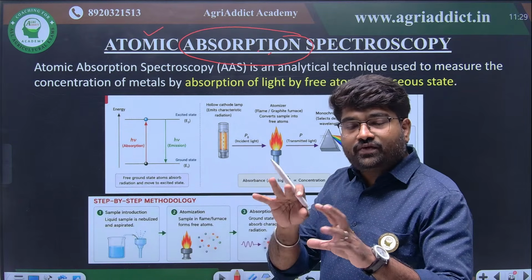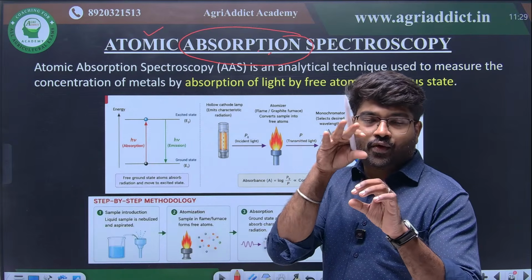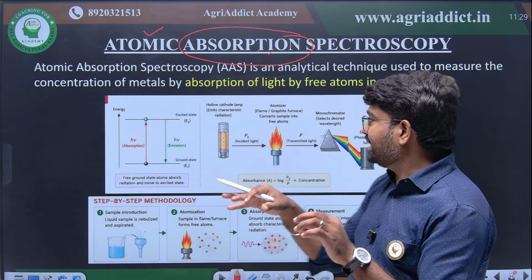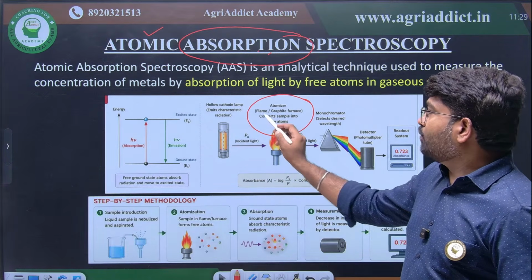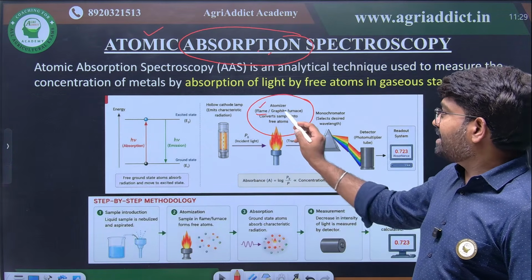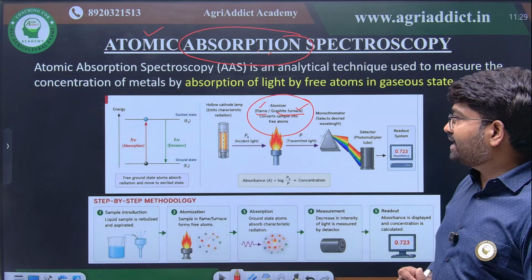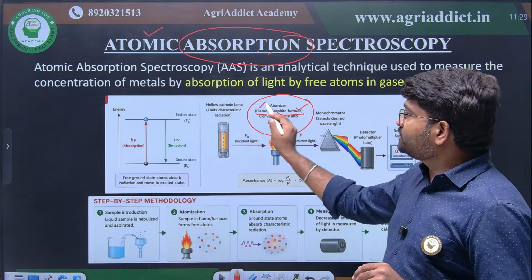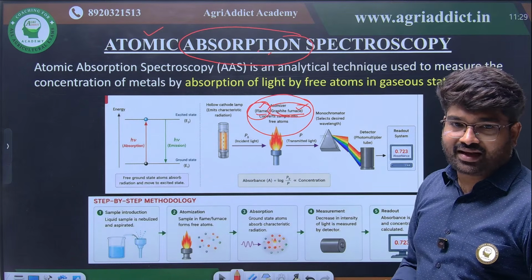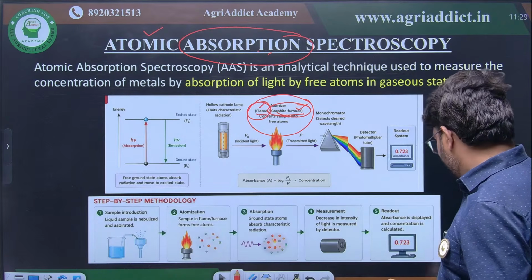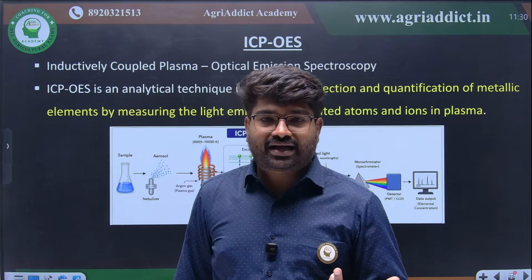So how are we converting the molecules to atoms? This is the key question they are asking. The molecules are converted to atoms in two different ways: one by flame ionization, another by graphite furnace. So the sample is converted into free atoms using flame or using a graphite furnace. This is the question they ask repeatedly. AAS can analyze multiple elements at a time.